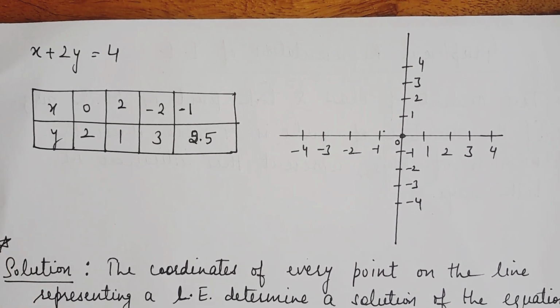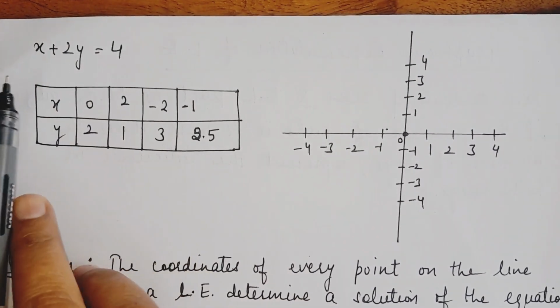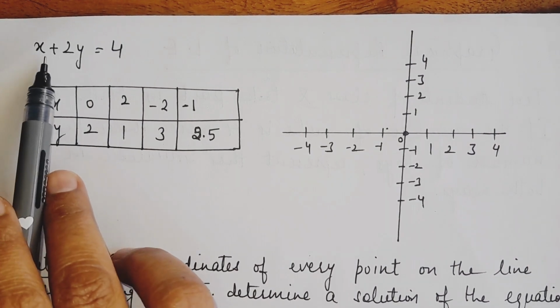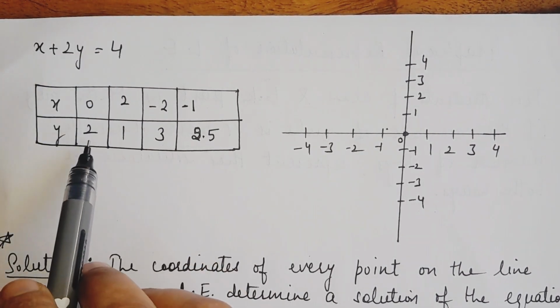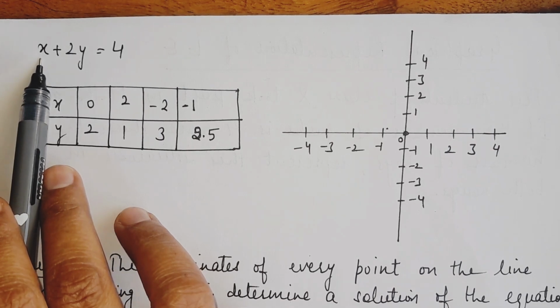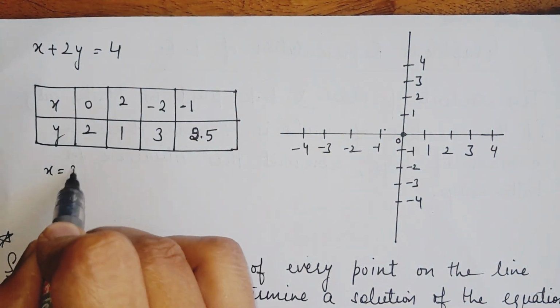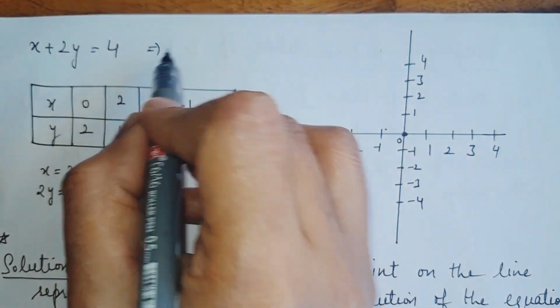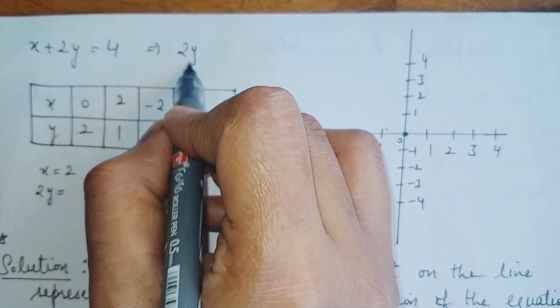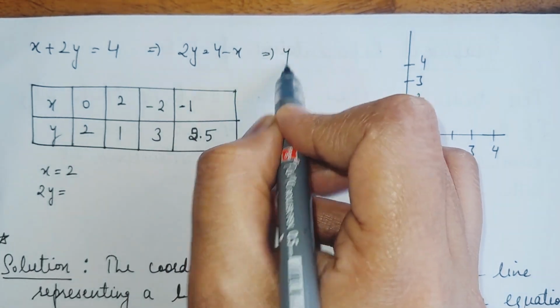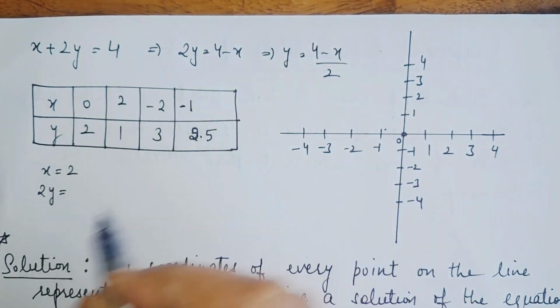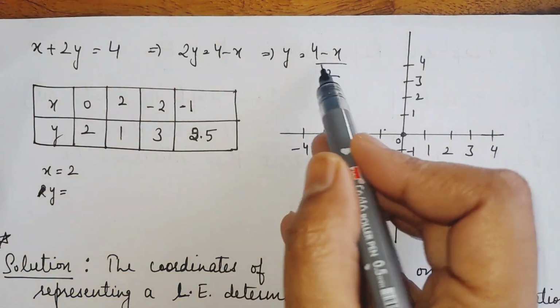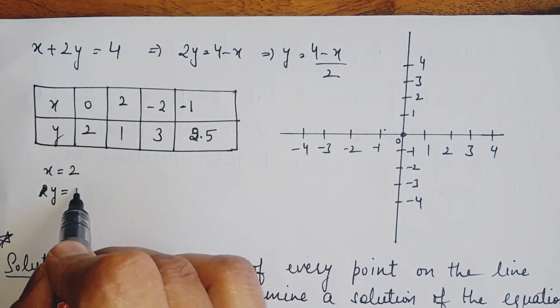First we will find the pairs of x and y which are solutions to this equation. Let's take x as 0, so 2y is equal to 4, so y will be 2. If x is equal to 2, let us first find the value of y. So 2y will be 4 minus x, so y will be (4 minus x) by 2. So if x is 2, the value of y will be (4 minus 2) by 2, that means 1.